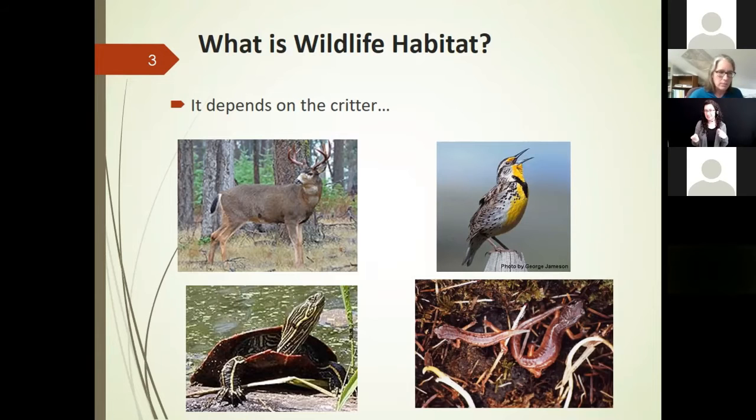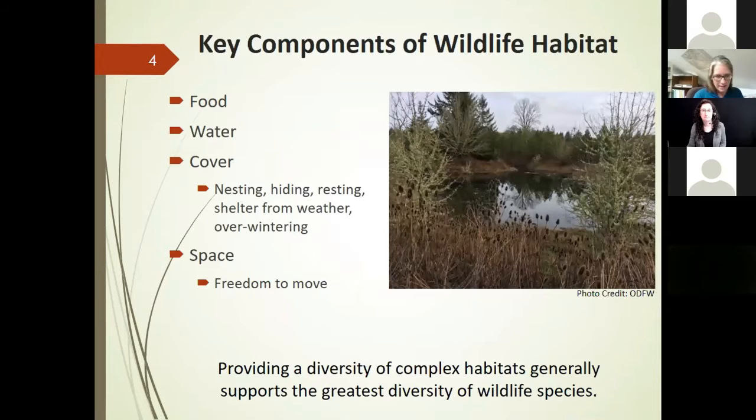So wildlife habitat is highly variable because each species has its particular needs and life history requirements, its habits, its behavior. So these are just some pretty broad concepts to think about when it comes to habitat. It's very species specific. That said, wildlife habitat in general always provides for key components. So whatever the critter, whatever their habitat requirements or habitat types that they're using, they all need food, they all need water in some form, they all need cover, and they all need space.